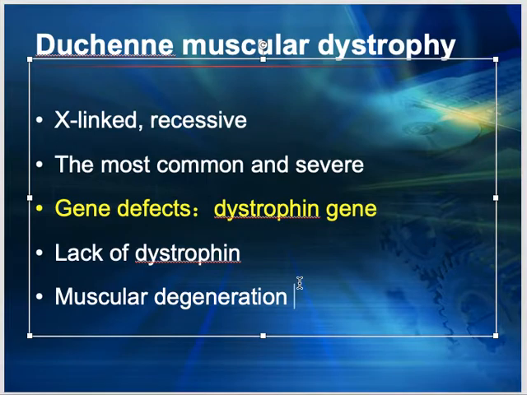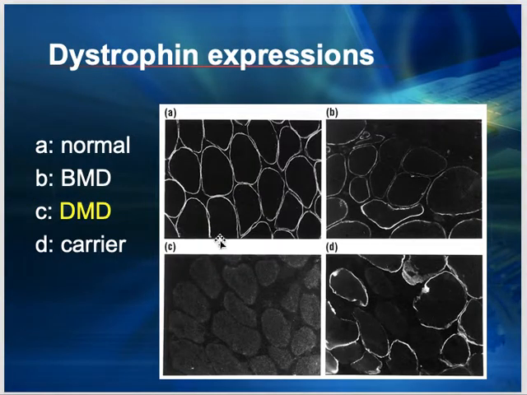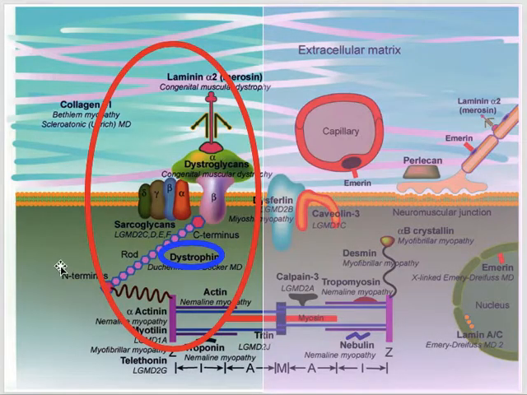Okay. Now you can see over here, they are showing the normal one, the Becker's, the Duchenne, and the carrier, how they look. But see, this thing is lacking. Okay.